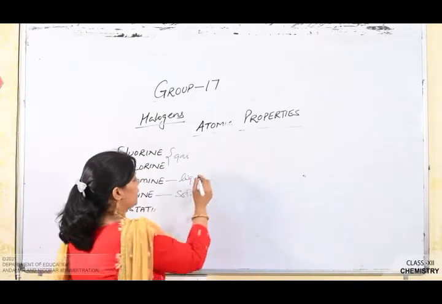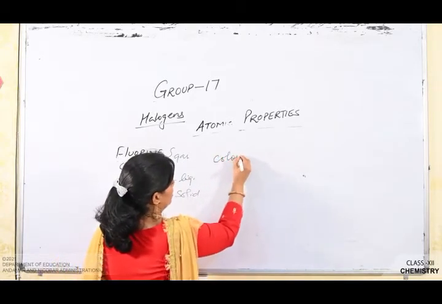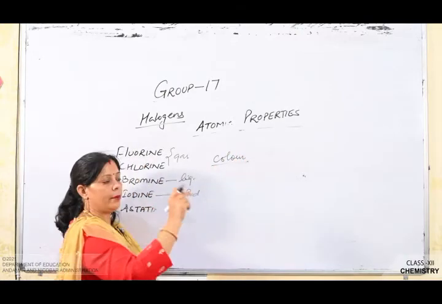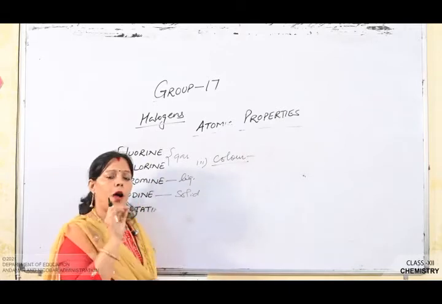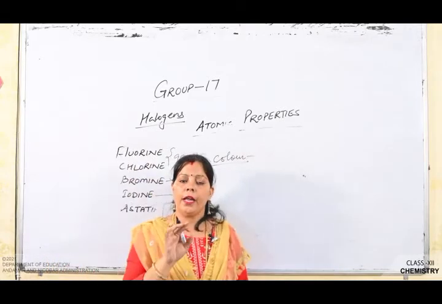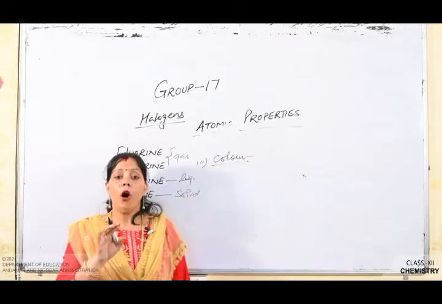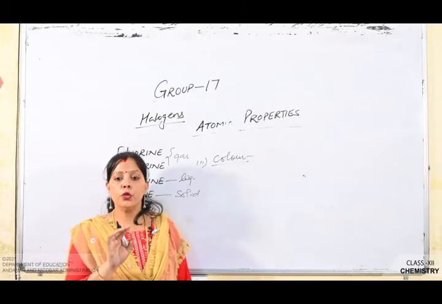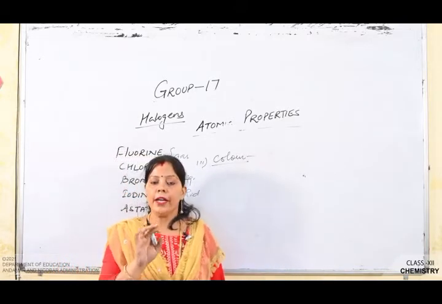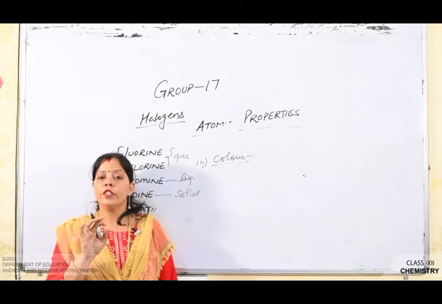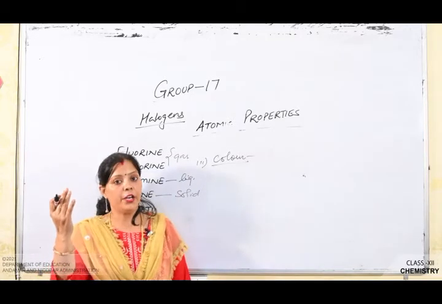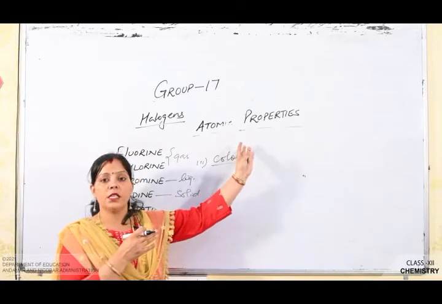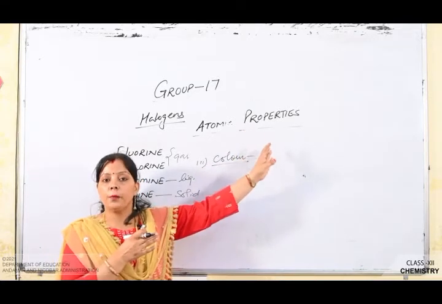After that children, the next is the color. After the physical state, melting and boiling point, the third one is color. Basically all the elements of group 17 exhibit some color, and all the halogens are colored due to the absorption of radiation in the visible region, which results in the excitation of an outer electron to a higher energy level, because an unpaired electron is present in the p subshell.